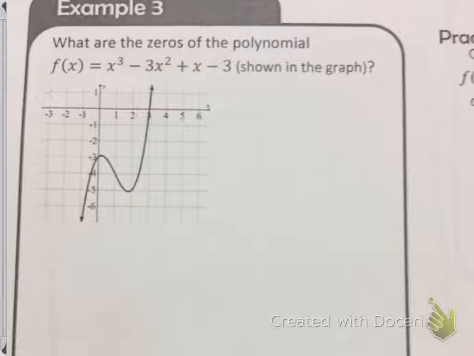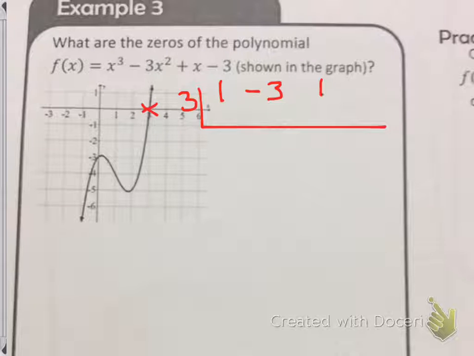All right, what are the zeros of this polynomial function? Well, if you remember, we talked about the zeros being where our graph touches or crosses the x-axis, and we know it touches or crosses there at 3. So if I know that one of my solutions is 3, I can do synthetic division and see if I can find my other solutions.